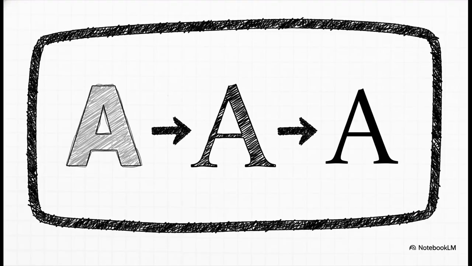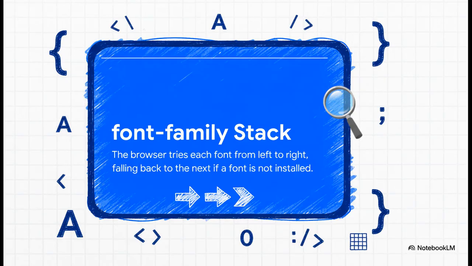So, first things first, we have to choose a typeface. We do that with the font-family property. But here's the thing. We don't just list one font. Instead, we create what's called a font stack, which is basically a prioritized list of fonts that acts as a safety net. So think about it from the browser's perspective.